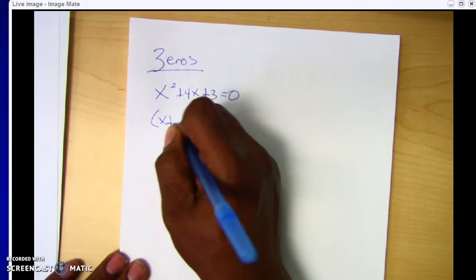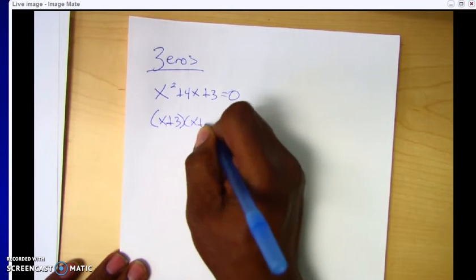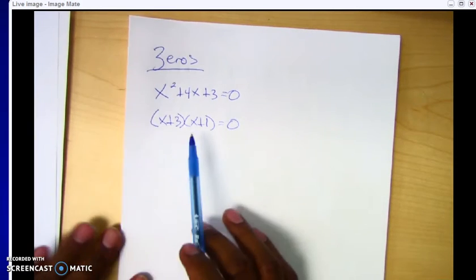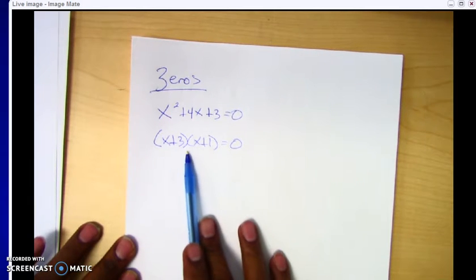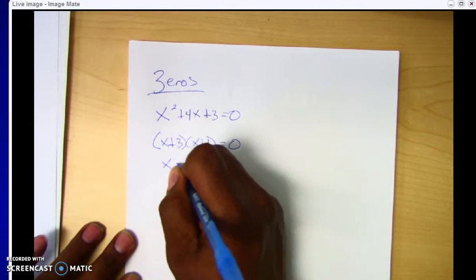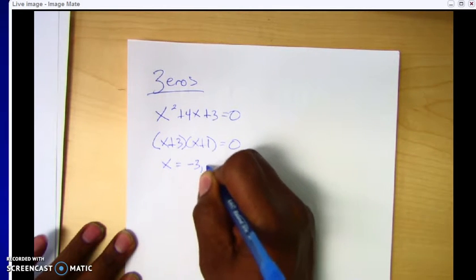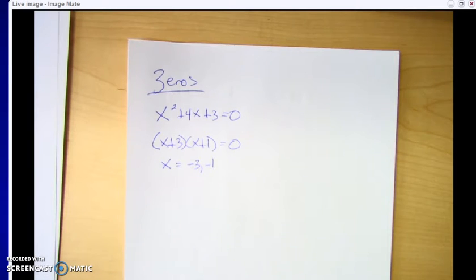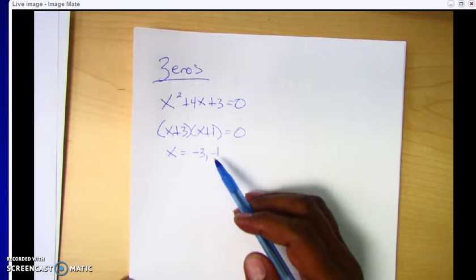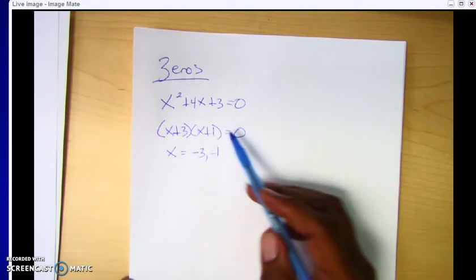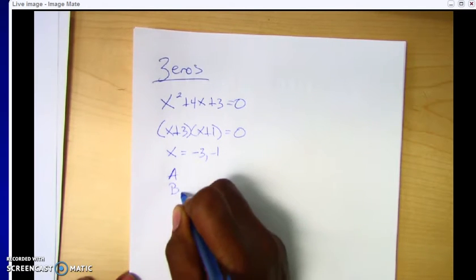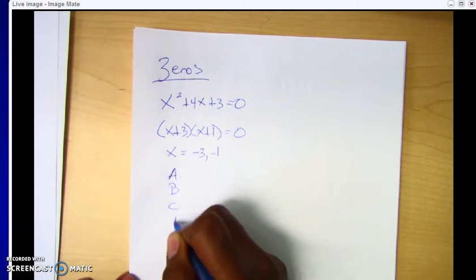So this one factors down to (x + 3)(x + 1) = 0. Now remember, when you're dealing with these zero problems, your factors are not your solutions. So you have x is equal to negative 3 and negative 1. Those are x values, or your solutions. Remember, the factors and the zeros have different signs. This problem will be pitched to you as a multiple choice problem.